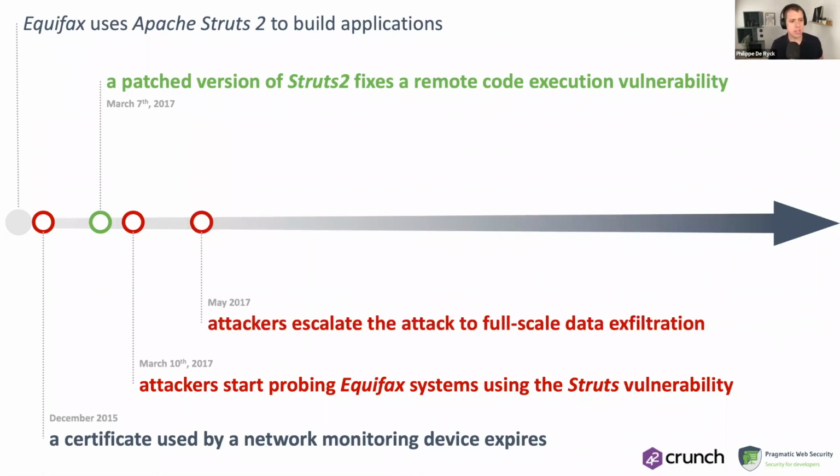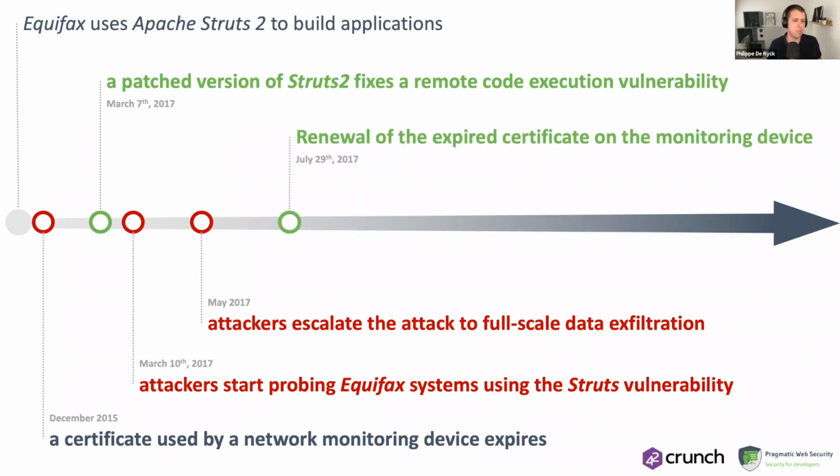That's a different story, though. And in May, the attackers started full-scale data exfiltration. They were pumping out data as fast as they could, basically stealing lots of personal information. That was a massive data dump or data extraction operation. This is where things get interesting. In July 29th, somebody at Equifax was like, oh yeah, this network monitoring device is still lying around here. We probably paid a lot of money for that. So why don't we fix that certificate? And they update that expired certificate on the monitoring device. July 29. Keep that date in mind.